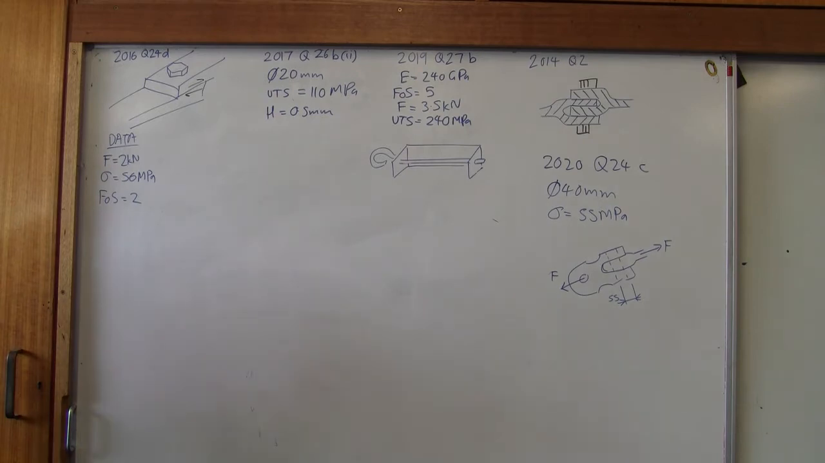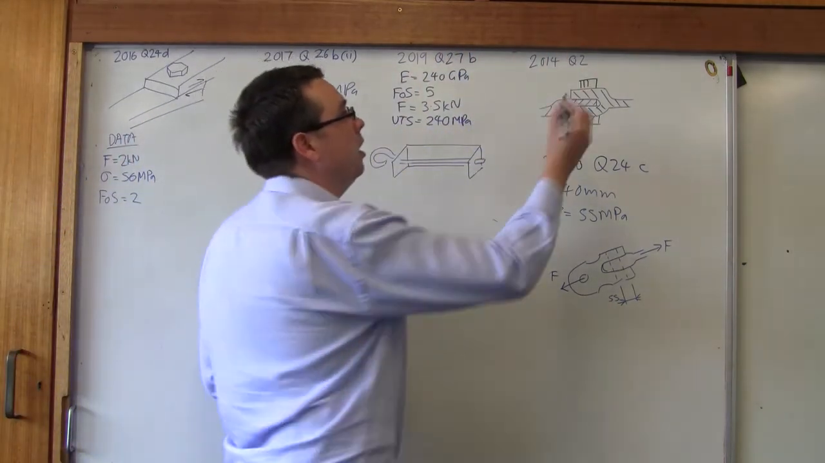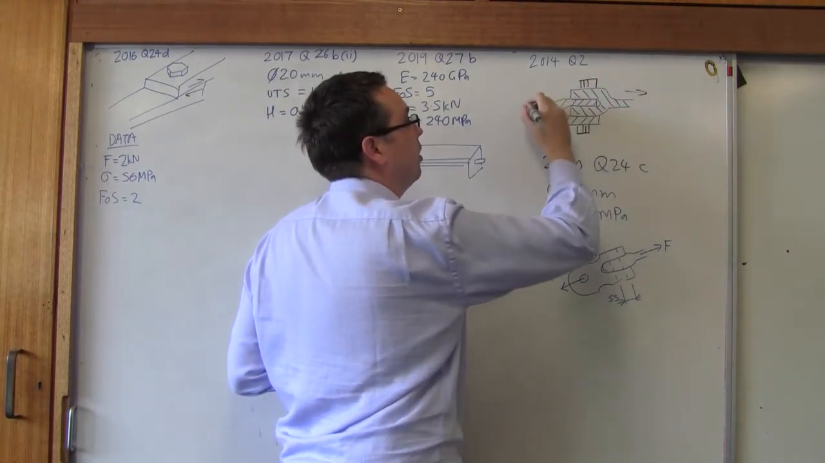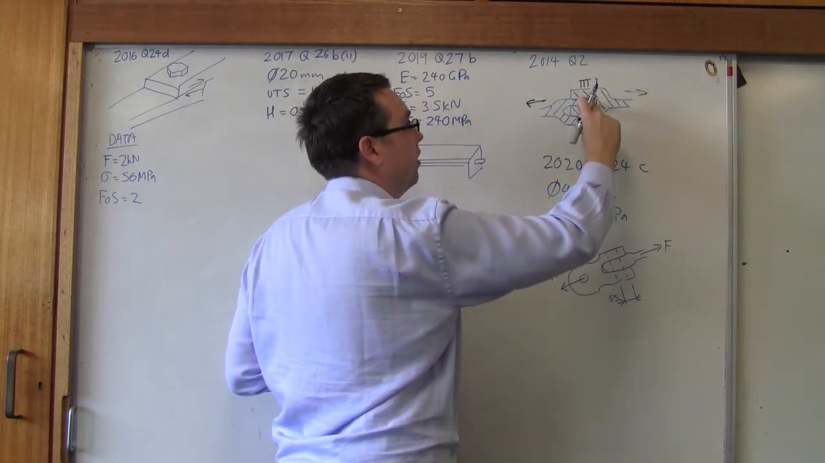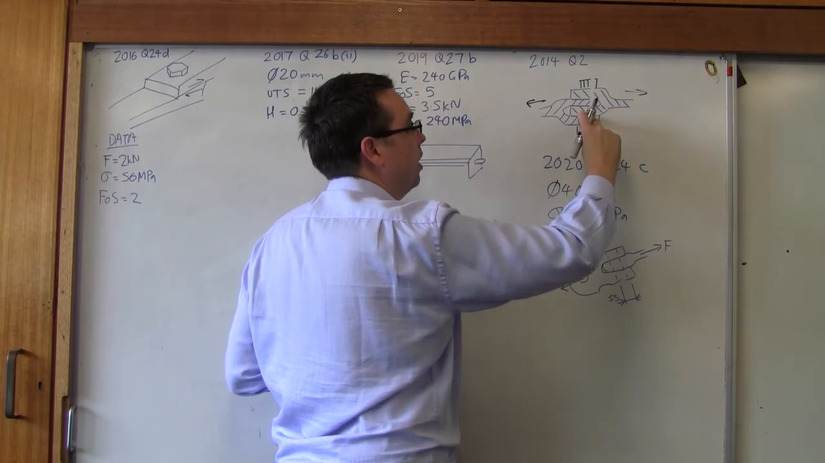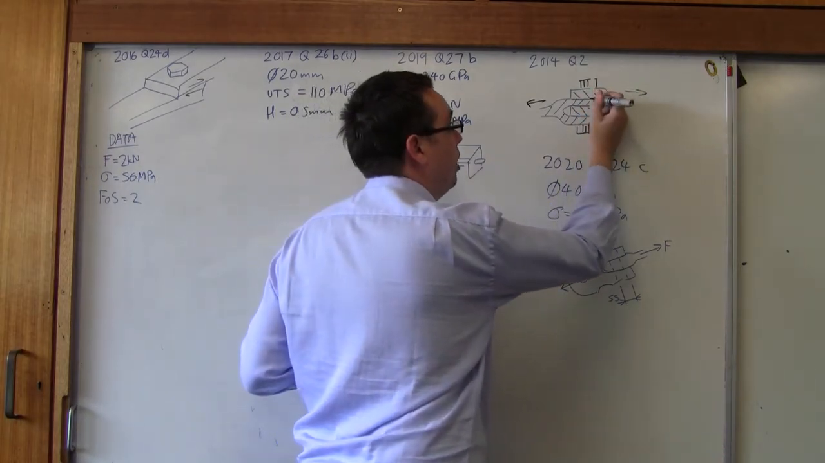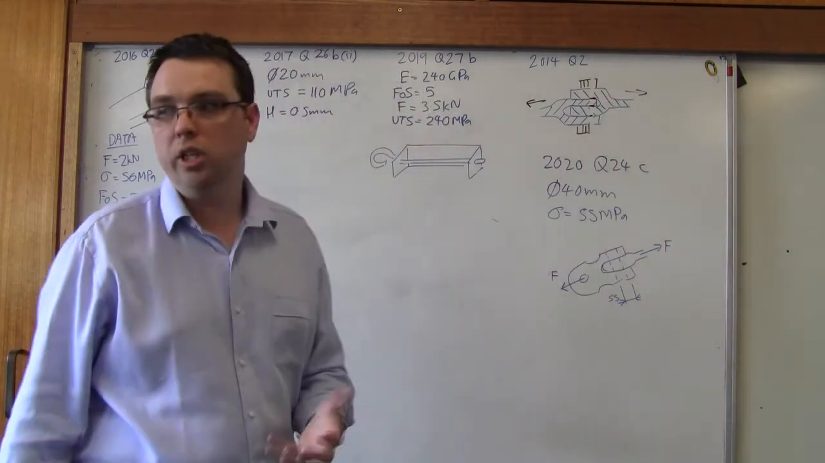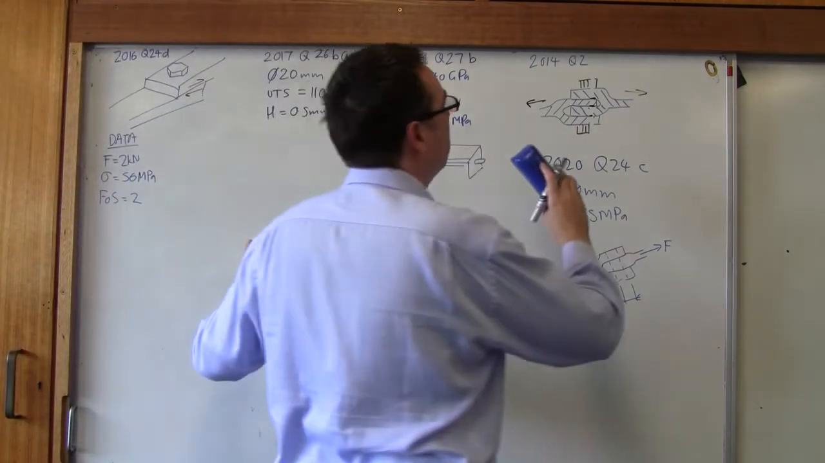I didn't do 2014. I'll quickly do 2014. So here, let's look at our changes in direction. So let's say they're going this way. This one is going right, left, right. How many changes of direction was it? It was a change of direction here. 1, 2, 3. 3 changes of direction. So it's in triple shear. I think that makes the answer C. Okay.